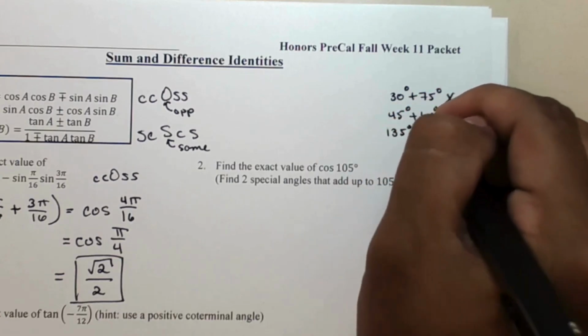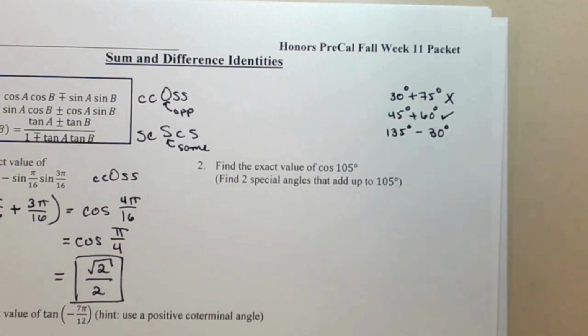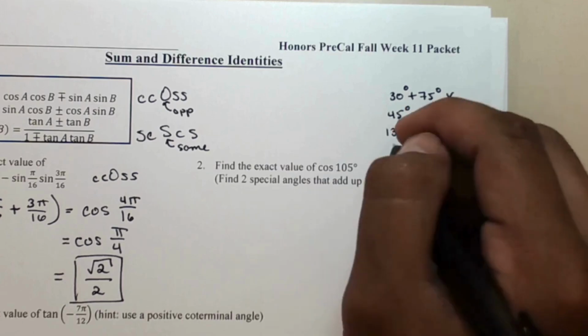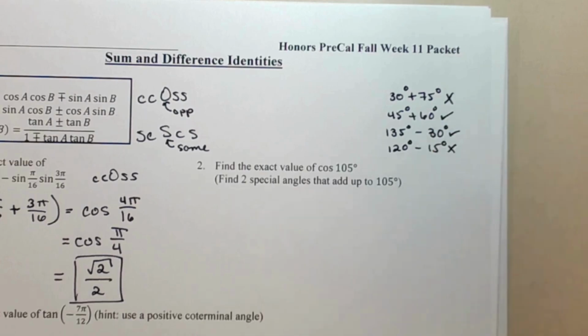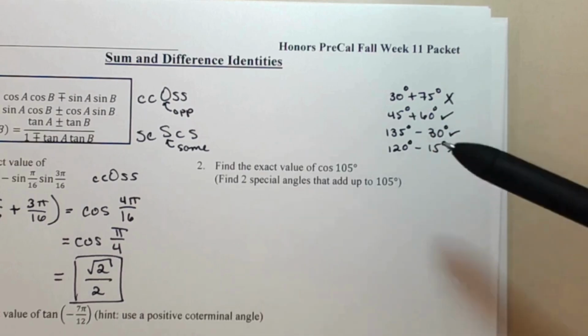135 is on the unit circle, and if I subtract 30 from that, hey, I get 105. So that could actually work. Well, if you're thinking, what about 120? Well, that would be minus 15, which is not on the unit circle. So you have to choose wisely.